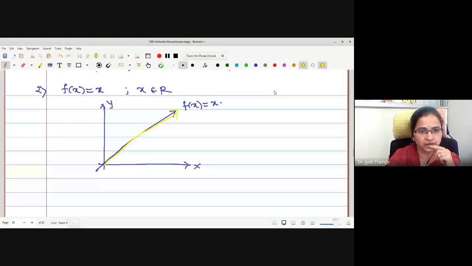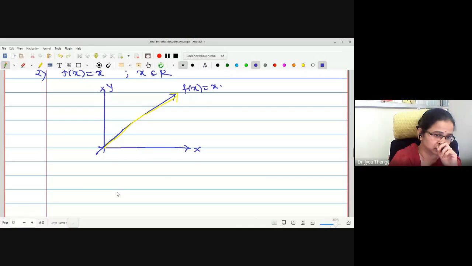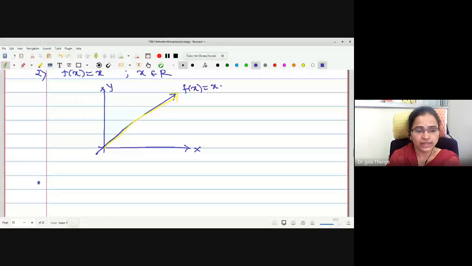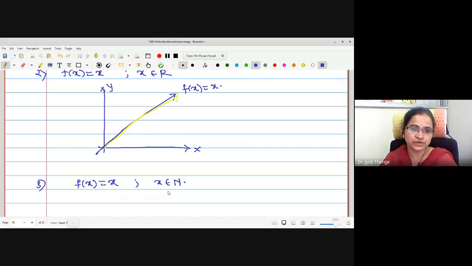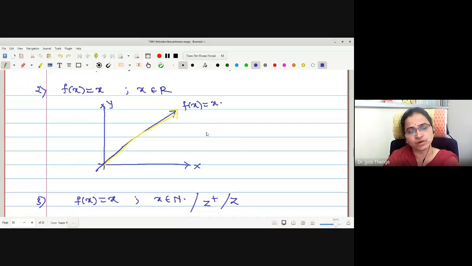Continuous. But this is not always a criterion to understand the continuity of a given function. Correct? Is it possible for us that a non-continuous curve will give us a continuous function? That is, if I define the same example f of x equals x, but instead of defining it on R, I define it on the set of natural numbers, what kind of function will it be? And we want to check whether it is continuous on N or on Z plus or on Z, anything I can define. Correct. What kind of curve, what kind of graph will it take then?